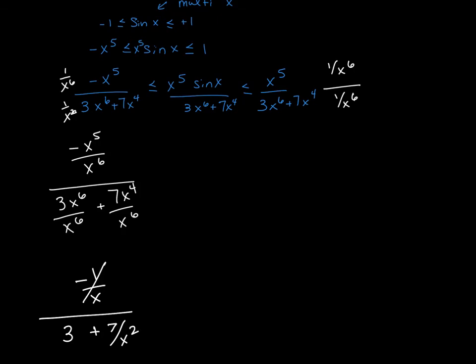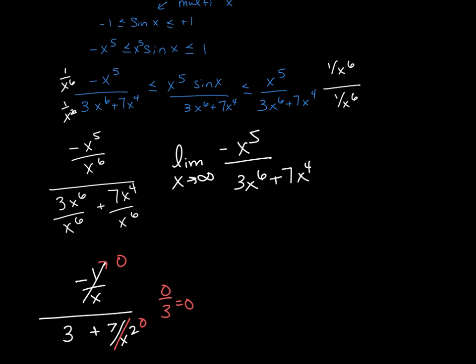So this approaches 0. Now remember, when there's 0 in the numerator, we do still have to check that the denominator is nonzero, and it is, because that's 3 plus 0, so 0 over 3 is equal to 0, which is a wonderful piece, because now I can go back up here and say that the limit of all of this as x approaches infinity of negative x to the 5th over 3x to the 6th plus 7x to the 4th is equal to 0.